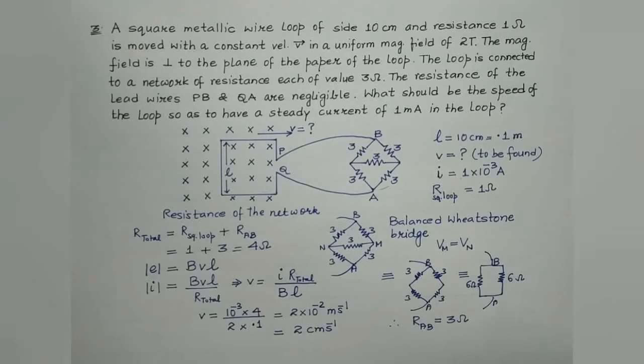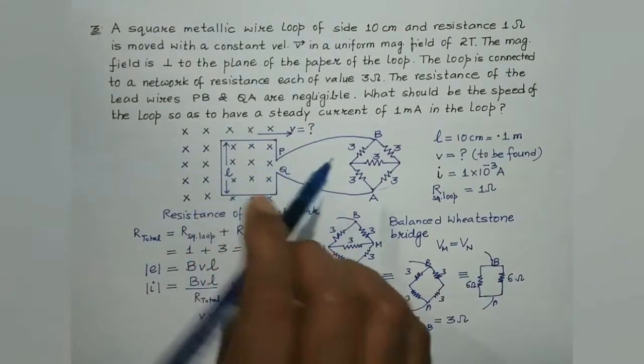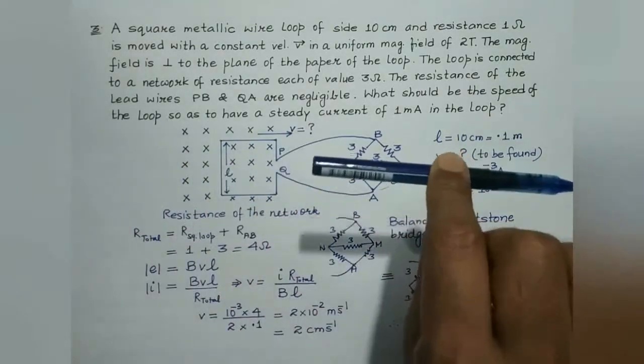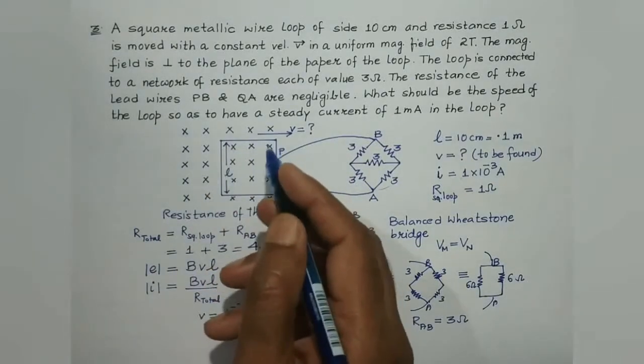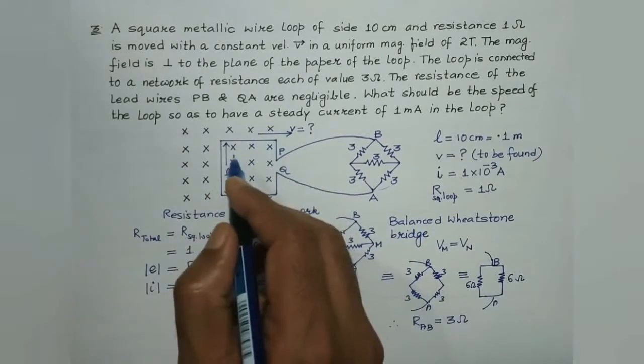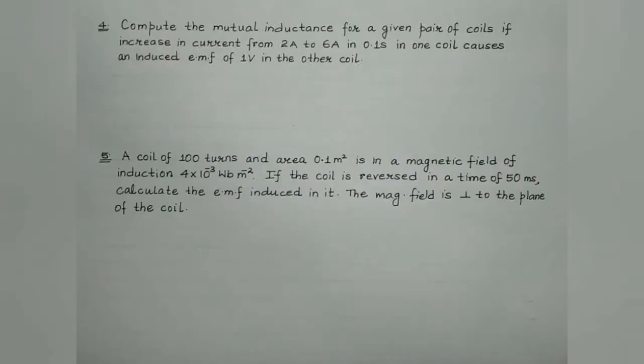So students, in case this square metallic wire is moved with a constant velocity of 2 centimeter per second, then it will result in an induced current of magnitude 1 milliampere. So it was a very, very interesting and very good question. Okay, now let's proceed to question number 4.